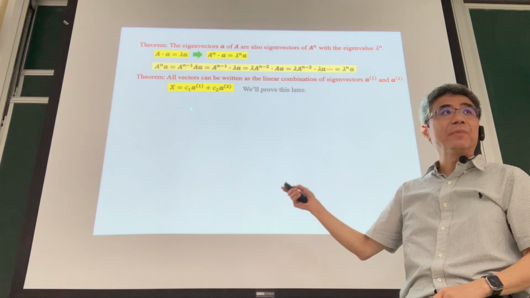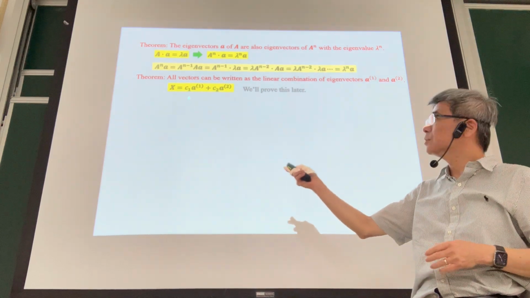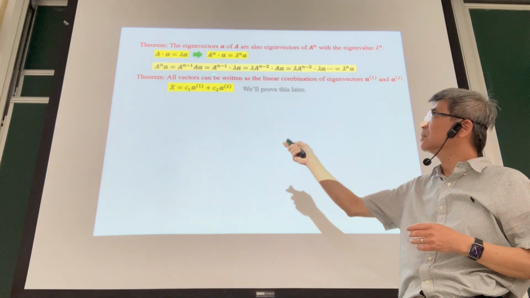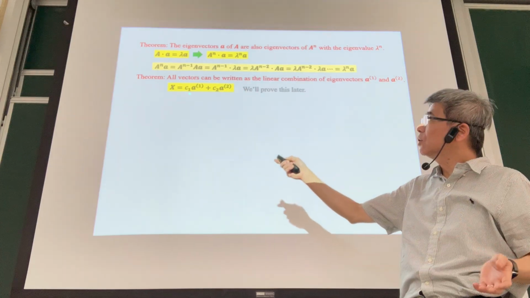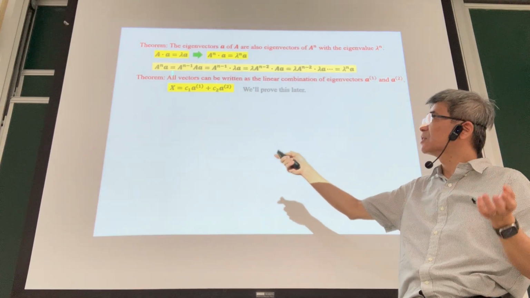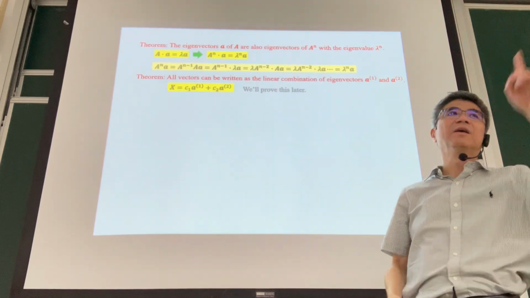Therefore, I claim, I will prove later, maybe next week, but believe me, any vector x could be written as the linear combination of a1 and a2. Let's call the coefficients c1 and c2. So this x will be equal to c1 a1 plus c2 a2. Give you an example.